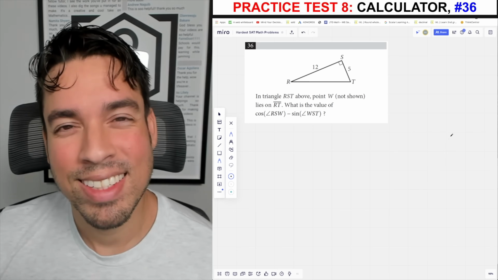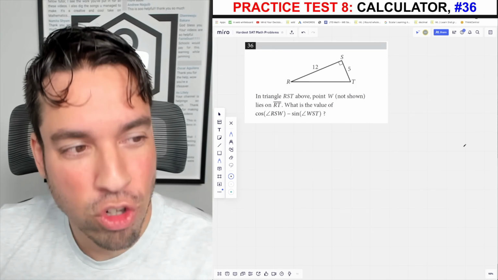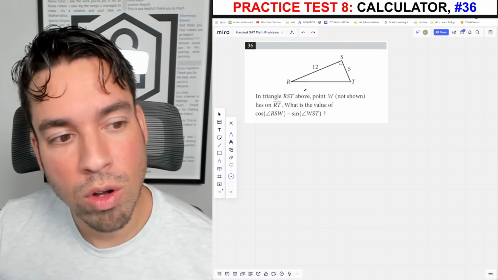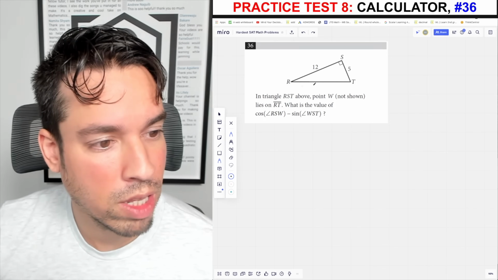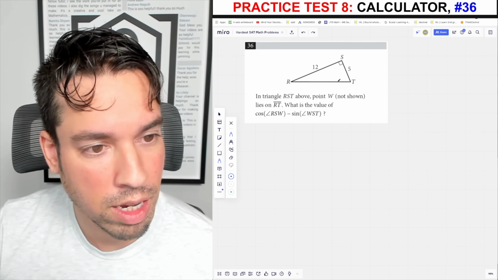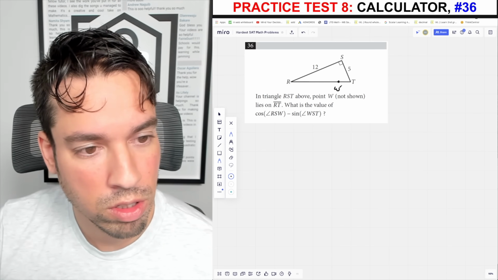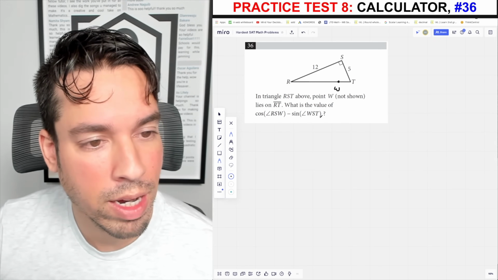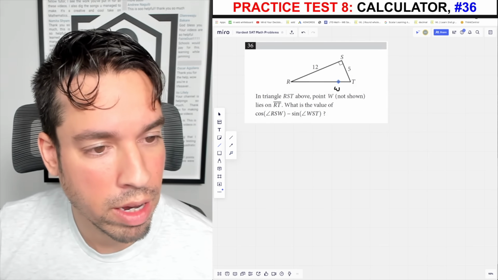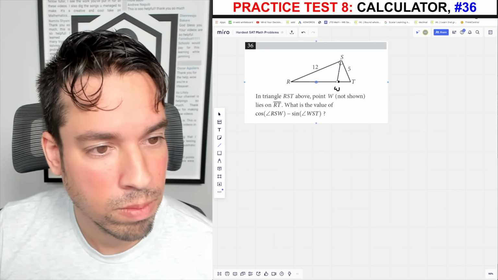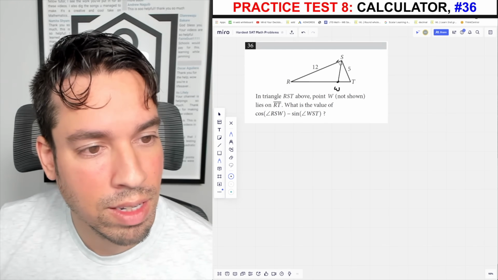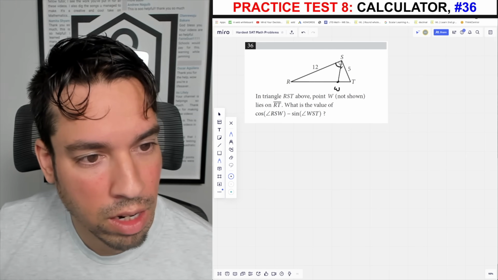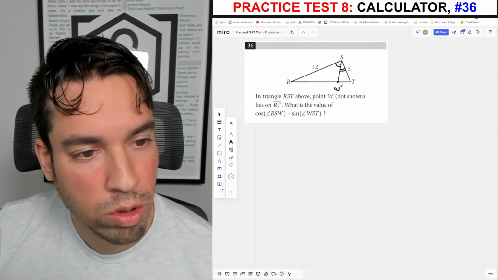This is an extremely tricky triangle trig problem, but we're going to go through it carefully. I'm going to show you how to tackle it. In triangle RST above, point W, not shown, lies on RT. So we can say it lies somewhere here on RT. What is the value of cosine of RSW minus sine of WST? First, I'm going to draw a line here. So RSW is this angle and WST is this angle in here. So we'll just note those as follows.